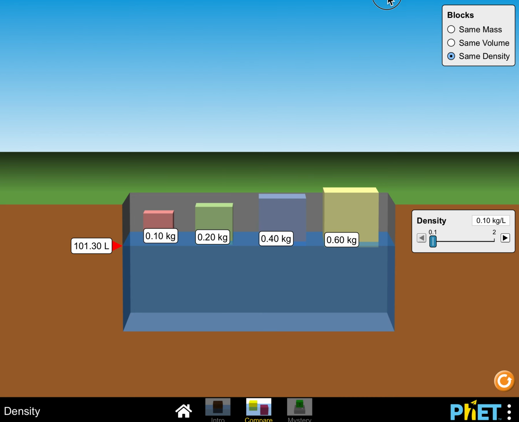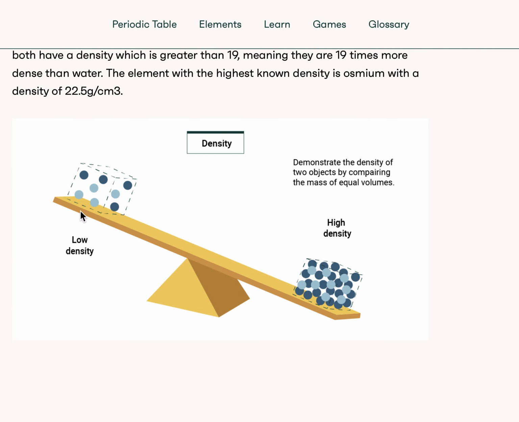So let's take a look at this picture to see what I mean here. So here you have an object that has a low density and an object that has a high density. In this case, both boxes have the same volume, but in the first case, the object that has a low density, there's less stuff in here, so the stuff is more spread out. And the object that has a high density, there's more stuff, there's more atoms in there, so the mass is more concentrated, so it's going to be heavier.